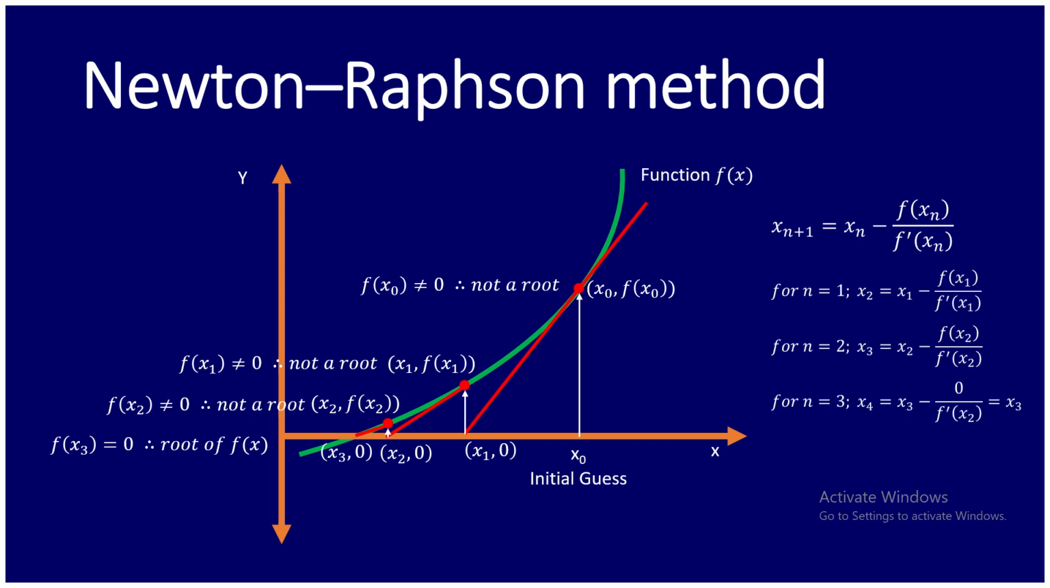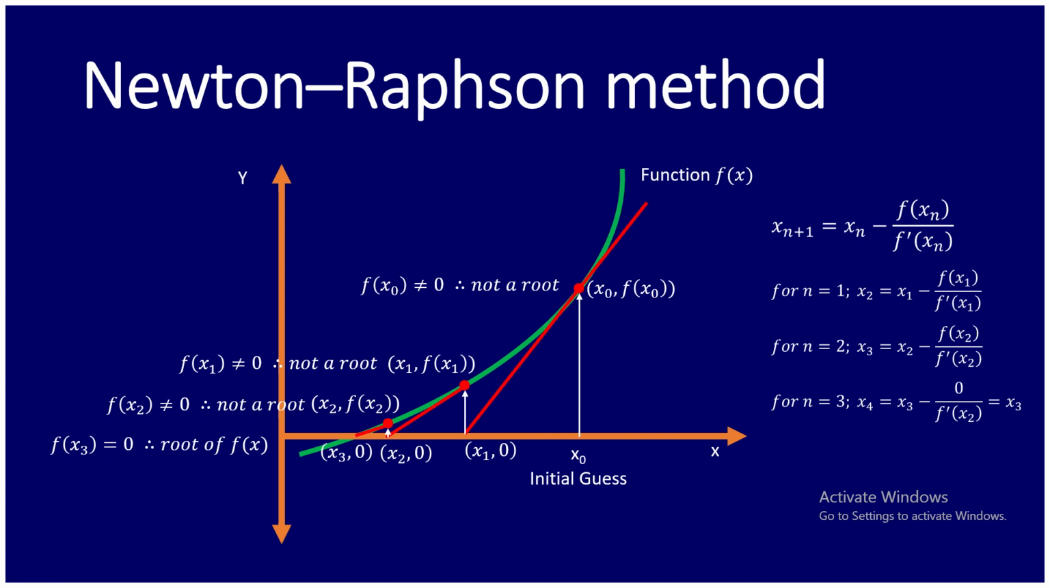Now if we calculate x4, that will become x3, because f of x3 is going to be 0, so x4 will be x3. Now here we have to stop, because there is not much more change in the value of the root that we are getting, so we have to stop iterating here.